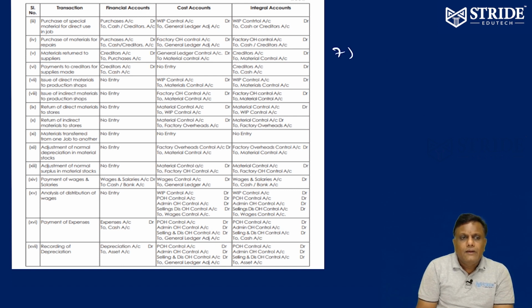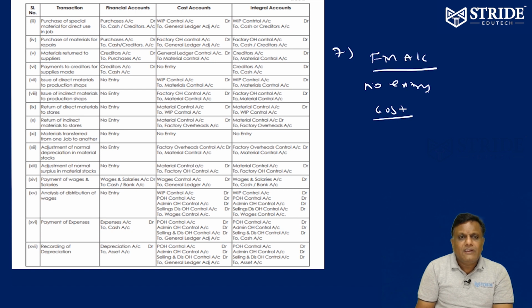Number 7. So issue of direct material to production shops. So this is interdepartment transfer. From stores to production, materials are transferred. Direct materials are transferred. Therefore, this is interdepartment transfer. There is no outside agency involved. Therefore, there is no entry in financial books.